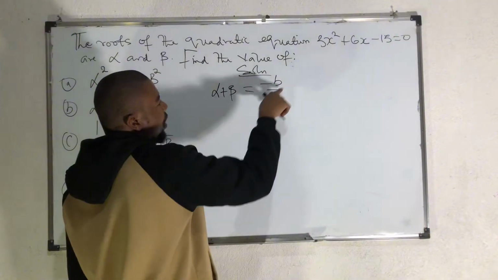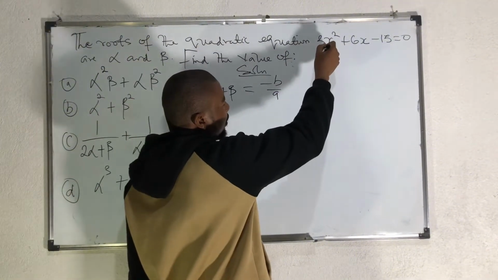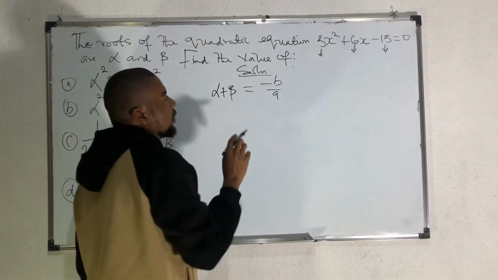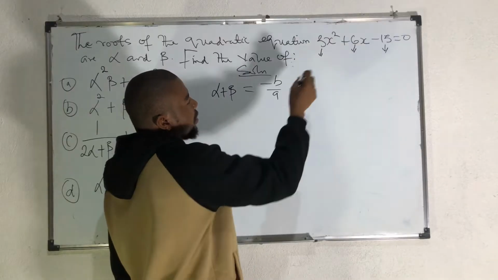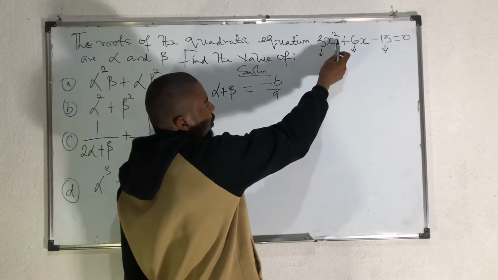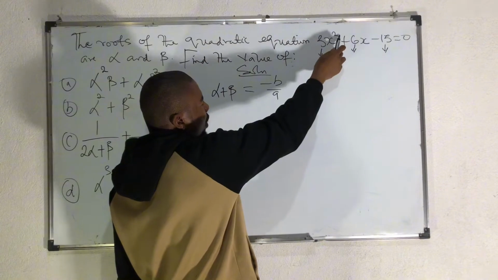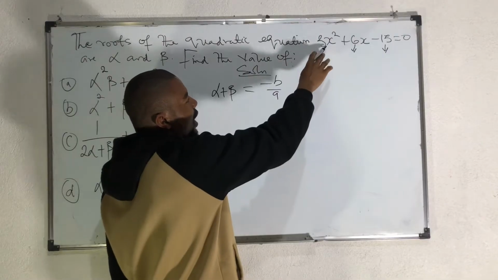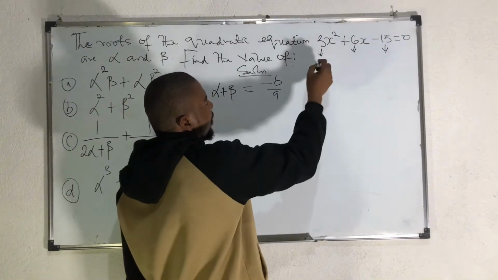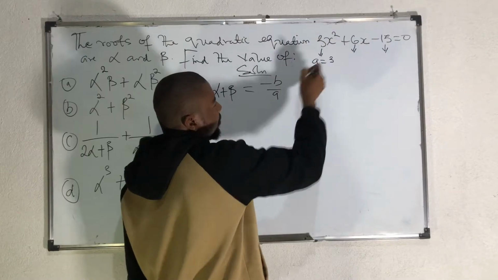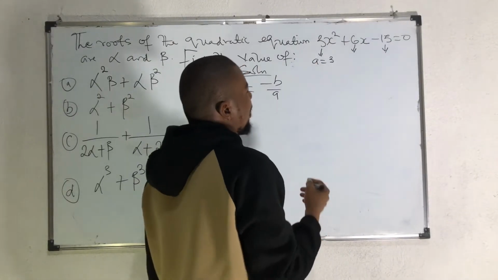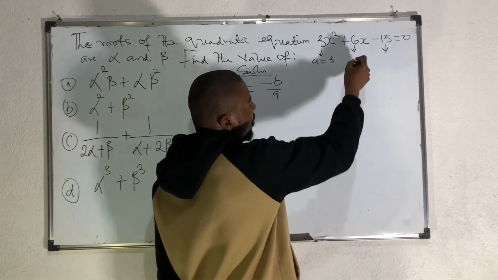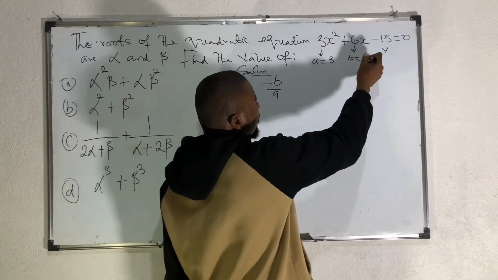What is b and what is a? If you look at this quadratic equation here, there are numbers that we can find right here. The a is the coefficient of x squared. Whenever you want to find your a, b, and c, the number in front of the x squared is your a. In this case, our a is equal to 3. Our b is the number in front of x. From x squared, we go to x. The number in front of x is our b. We say our b is equal to 6.